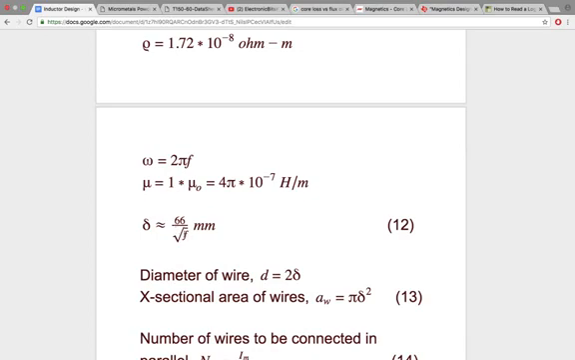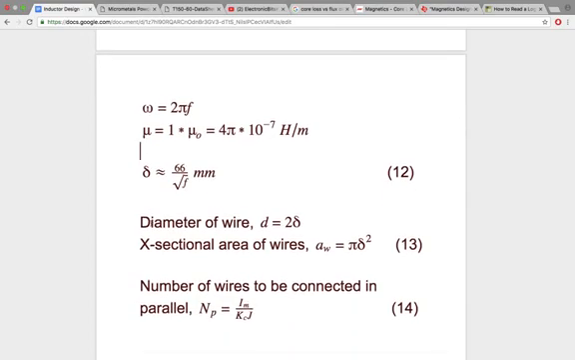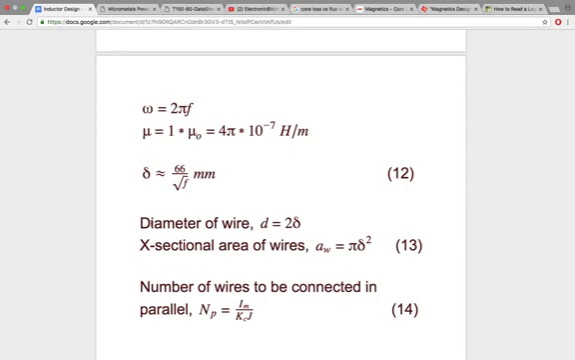You can see that the higher the frequency, the skin depth keeps reducing. As a result, if we increase the frequency, the usable cross sectional area of the wire keeps decreasing. As the cross sectional area decreases, the problem is getting the required higher current rating. The current carrying capability of the wire reduces, and hence we have to connect many wires in parallel to get the suitable current rating.